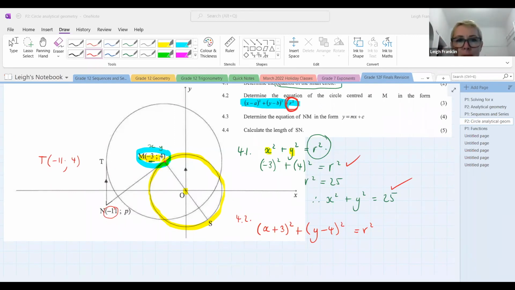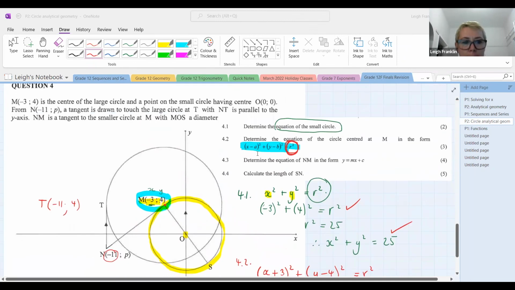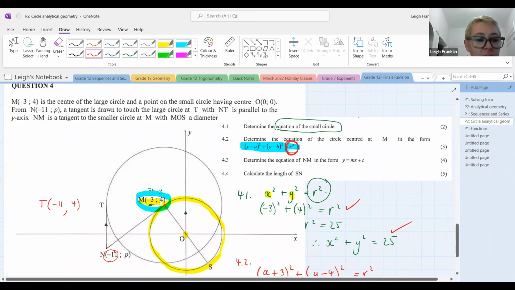Can you hear me, ma'am? We can hear you. The question tells us that the tangent at T is parallel to the y-axis. This tells us that T is a point on a straight line. N and T have the same x, which is -11. Yes, quite right. They are in the same vertical line, so they have to share the same x, which is perfect. You're on the right track here.